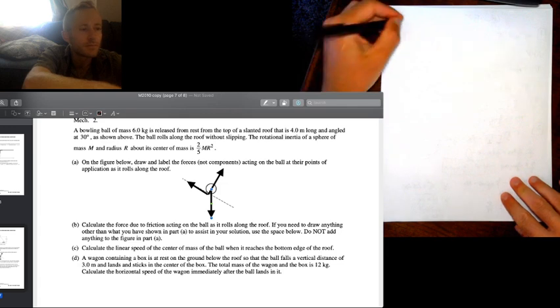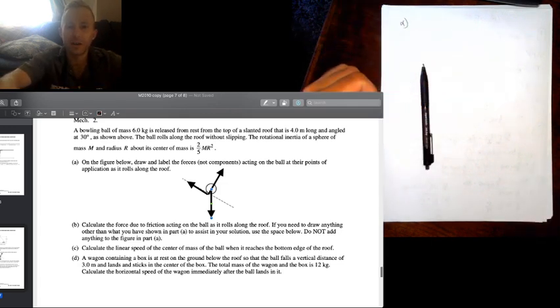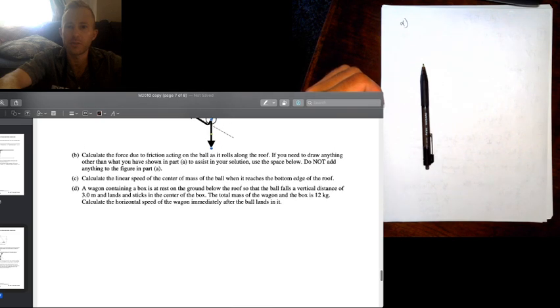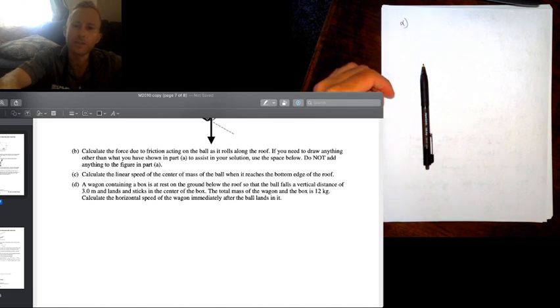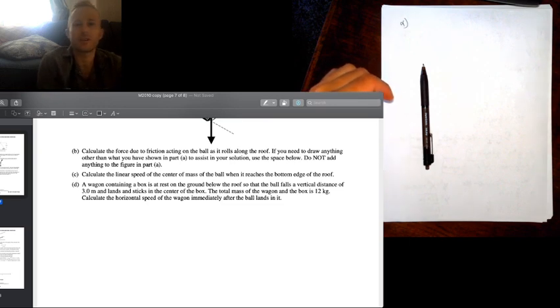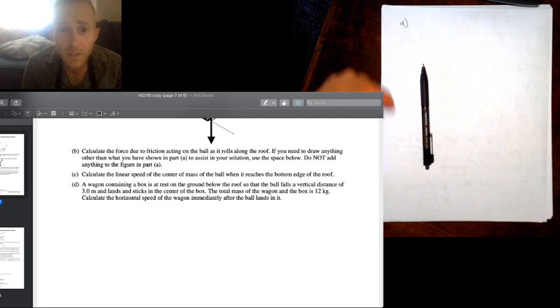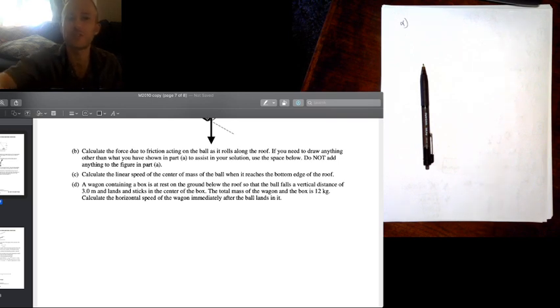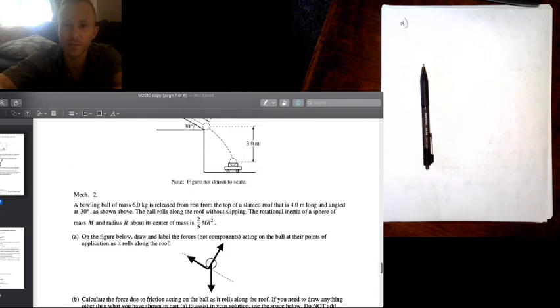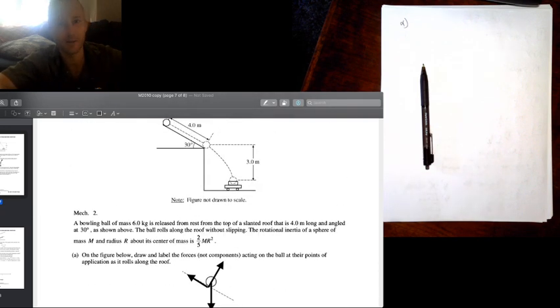Part D says a wagon containing a box is at rest on the ground below the roof so that the ball falls a vertical distance of 3 meters and lands and sticks in the center of the box. The total mass of the wagon and the box is 12 kilograms. Calculate the horizontal speed of the wagon immediately after the box lands in it. Okay, so this is kind of weird. It sort of suggests that you should do projectile motion, but really projectile motion doesn't matter.